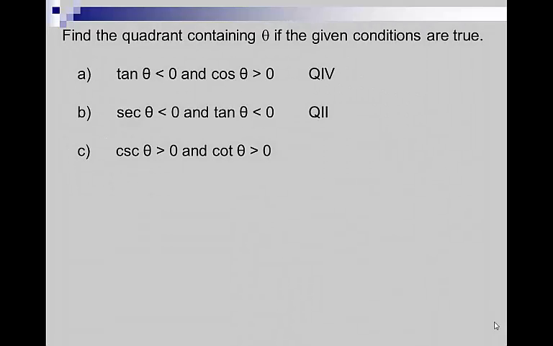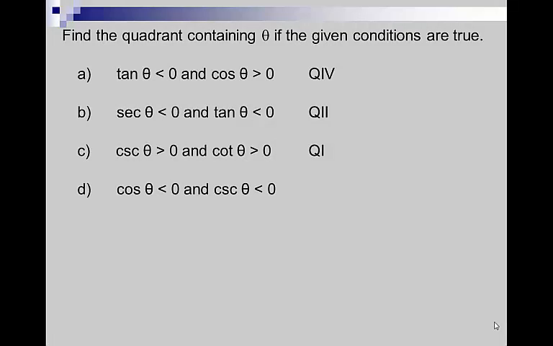Let's do the next one. Cosecant is greater than 0. Cosecant is the reciprocal of sine, so that means we're in quadrants 1 and 2. Cotangent is greater than 0. Well, cotangent is the reciprocal of tangent, and that's positive in quadrants 1 and 3, so it has to be quadrant 1.